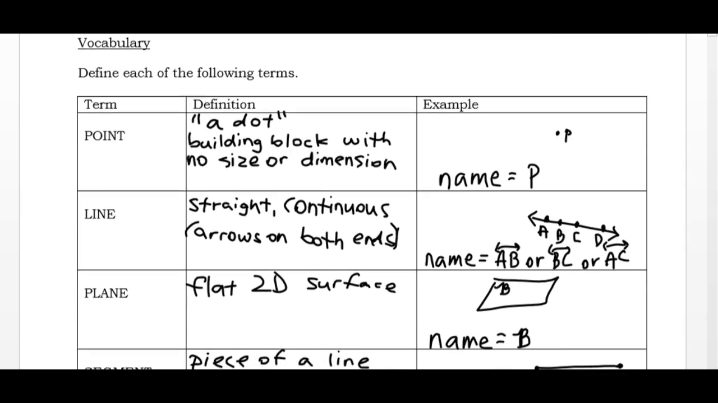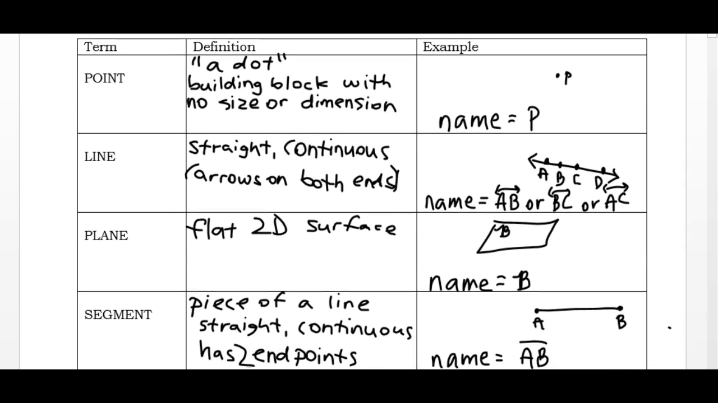Our next term is line. A line is a straight, continuous collection of infinitely many points. So think of a line. We know what a line is. There can be as many points as we want on that line. It's just continuous forever in both directions, so we have arrows on both sides.